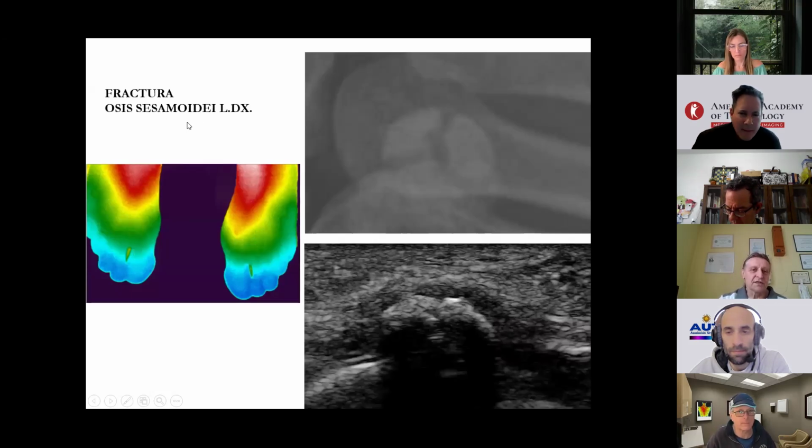Fractura ossis sesamoidei lateri dextri. On X-ray and also on sonography, we can see this fracture site. And when we see thermography, here we can see increased temperature activity plantarly at the site of the fractured sesamoideum.